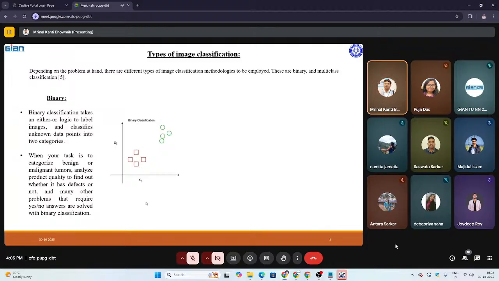For example, the dataset I'll be working on, the AGMC2 dataset, is a binary class dataset. In a binary class dataset, there are generally two classes. The dataset I'll be working on has two classes, abnormal and normal cancerous cells. So when there are two classes in a dataset, we can use a binary classification technique.